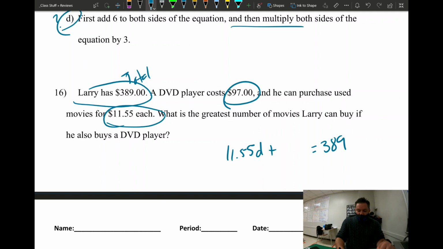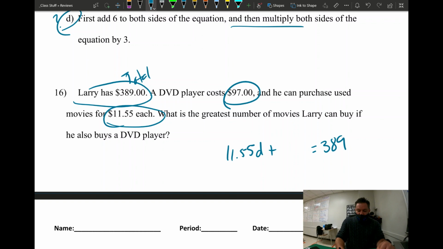Last step is to divide by 11.55 on both sides. When you divide that, you get 25.28. Now, can you buy 0.28 of a DVD? You're gonna buy 25 DVDs, and then the last one you're gonna break into pieces and take that. Can they sell you a piece of a DVD? You either buy it or not buy it, right?